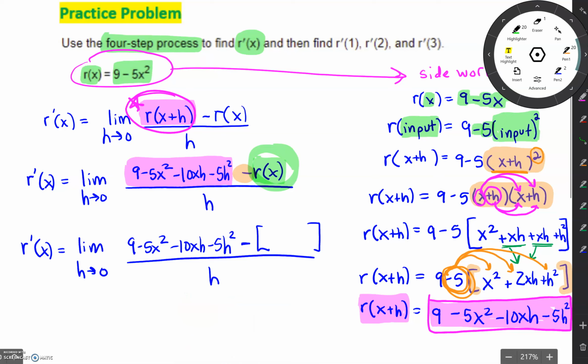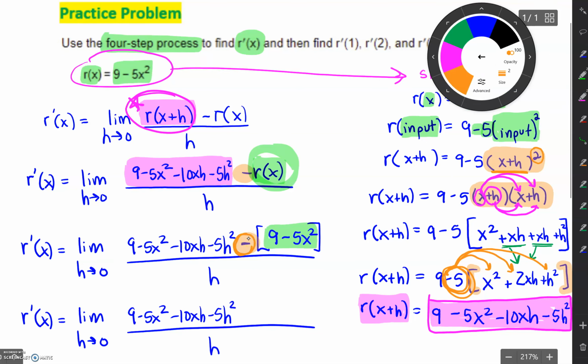And when I do that, I'm going to write the binomial grouped in either parentheses or brackets because I need to subtract every single term of that binomial. So I need to subtract the 9 and I need to subtract the minus 5x squared. Okay, so when I subtract the 9, that just gives me minus 9. And then when I subtract a minus 5x squared, that's going to change it to adding the 5x squared.